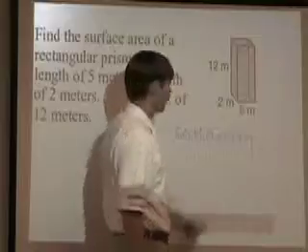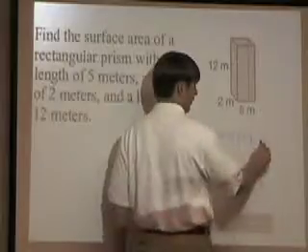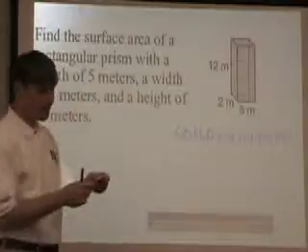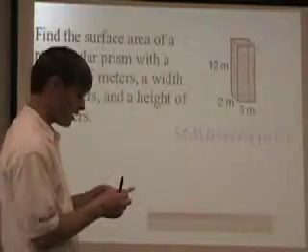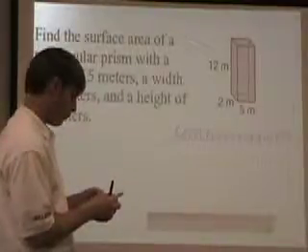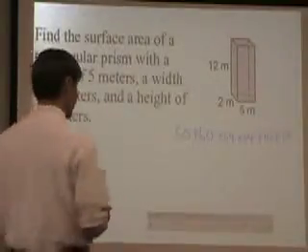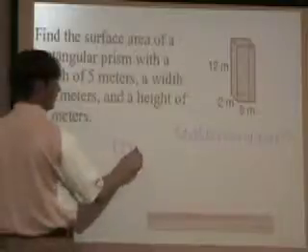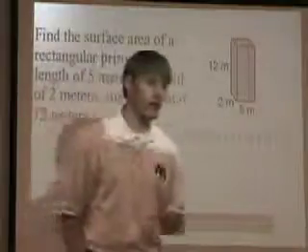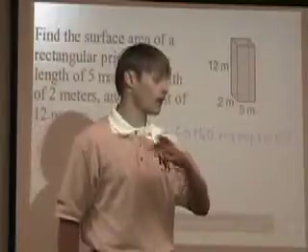The last things we have to find are the bottom and the top. The bottom is 2 times 5, which is what? 10, and you do that twice, one for the bottom, one for the top. Now in your calculator, go with me. You have to punch what I said. 60 plus 60 plus 24 plus 24 plus 10 plus 10 equals 188. 188 meters squared. So today we learned how to find the surface area of a prism, whether it's rectangular, cube, or triangular.